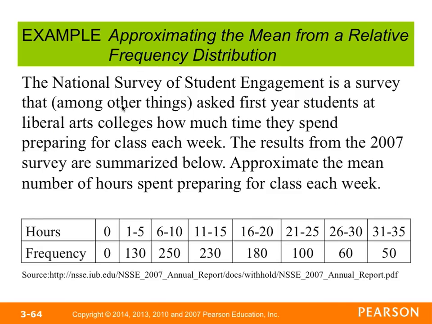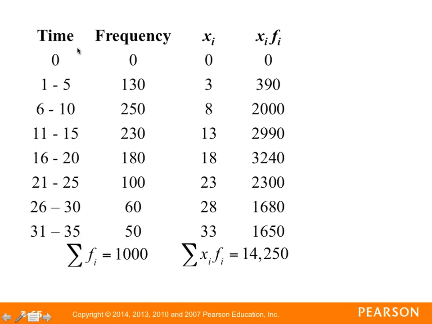So if we look at this data here, the National Survey of Student Engagement is a survey that, among other things, asked first-year students at liberal arts colleges how much time they spend preparing for class each week. The results from the 2007 survey are summarized below. Approximate the mean number of hours spent preparing for class each week. So we didn't have anyone who didn't prepare at all. We had 130 students who prepared 1 to 5 hours, 250 students who prepared 6 to 10 hours, and so on. We've rearranged this data so that it's vertical instead of horizontal.